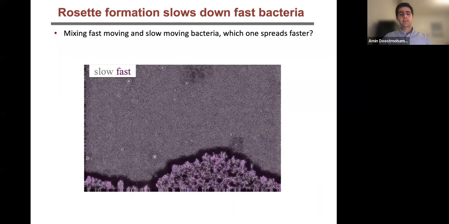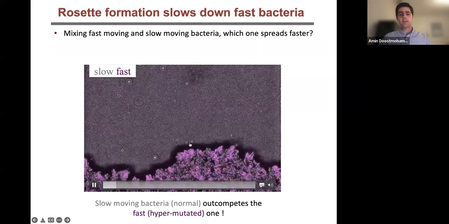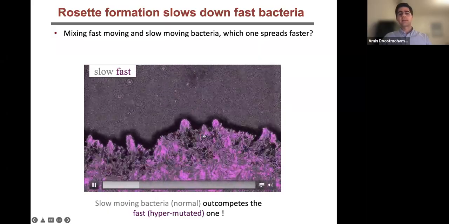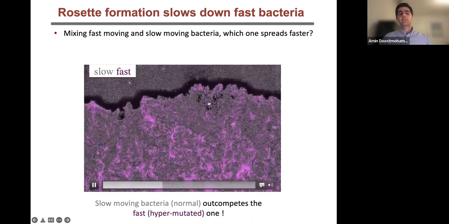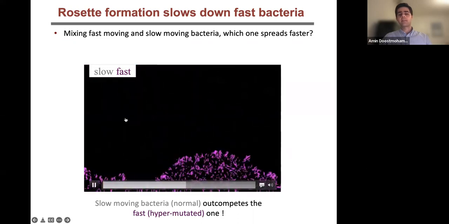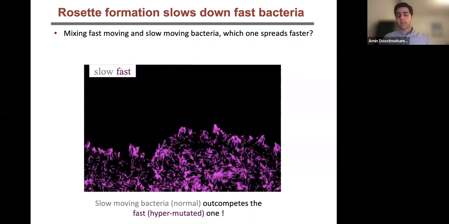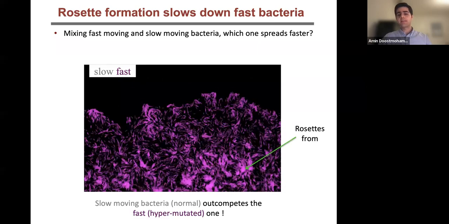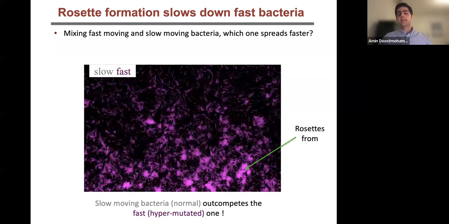Okay, so let's see if we can see it here. We have the gray ones and the purple ones, and you can see over time, the gray ones take over the front, and the purple ones are stuck behind. And actually, when we look more closely, we see that these purple ones get stuck in some kind of structures that we call rosettes. So what we wanted to understand is why these structures form only for the fast-moving bacteria. Because if we understand why they form, that explains why they cannot invade as efficiently as the wild type.